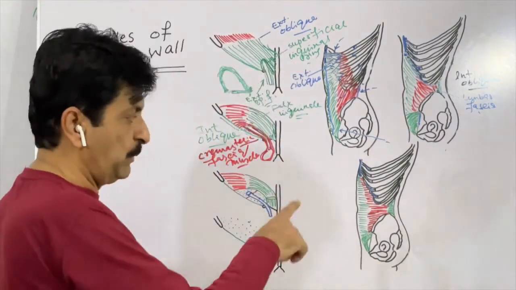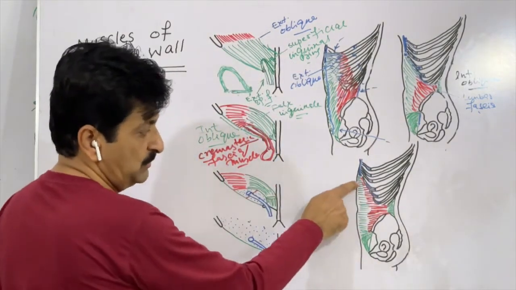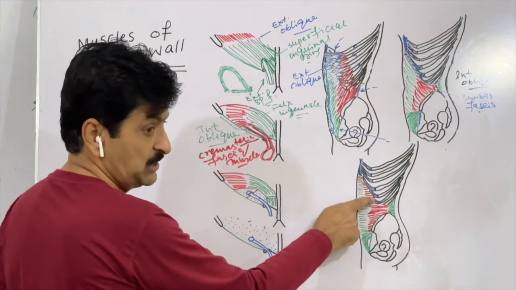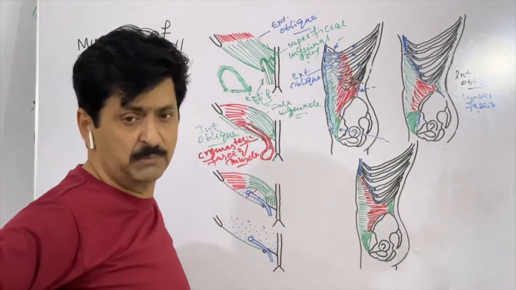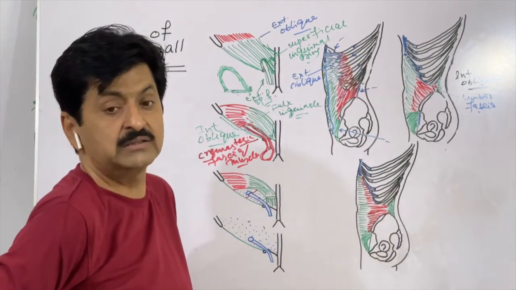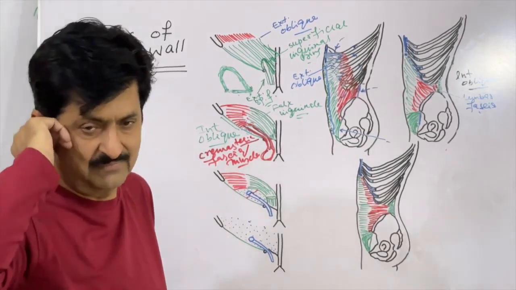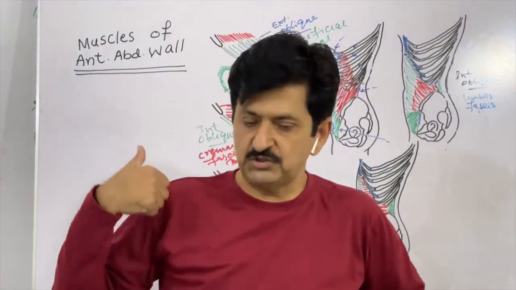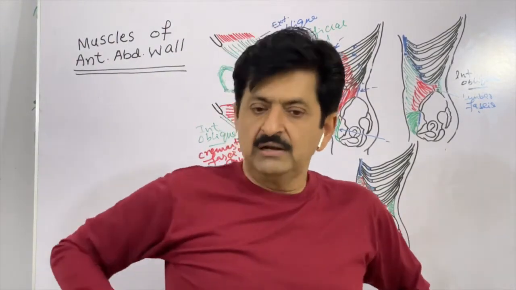And where is it taking origin from? You can see it's not taking origin from the costal margin this time. The costal margin is already occupied by the internal oblique. It takes origin from the inner aspects of the ribs. But how many? Not the lower 8, but the lower 6. So the lower 6 ribs will actually give attachment to these fibers coming here.